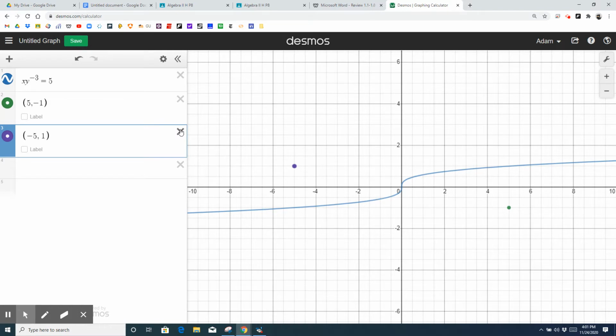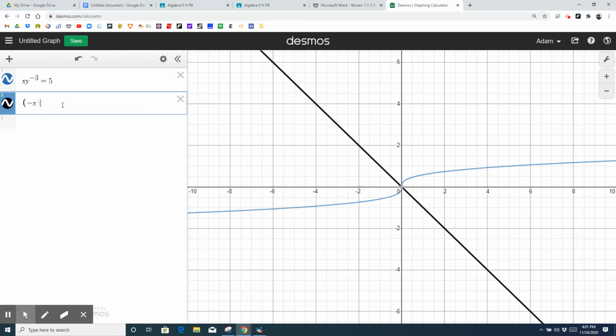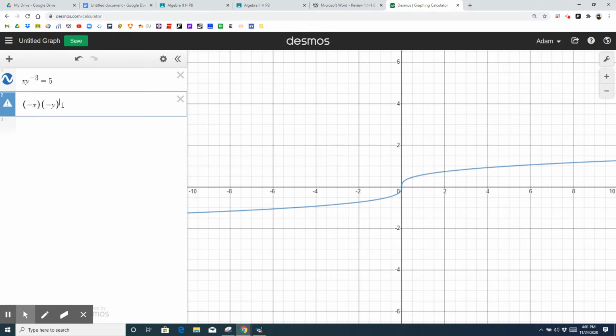So by changing x for negative x and y for negative y, that's how we rotate something 180 degrees. If we do that here, if we replace x with negative x and y with negative y, we see that the graph will rotate onto itself. Now, that works for any type of graph.